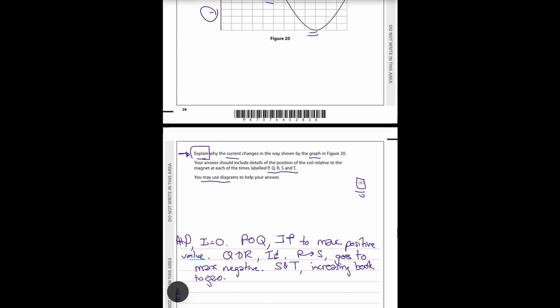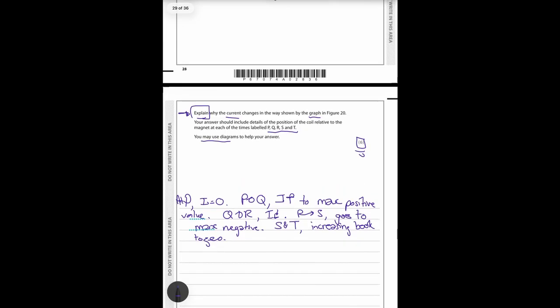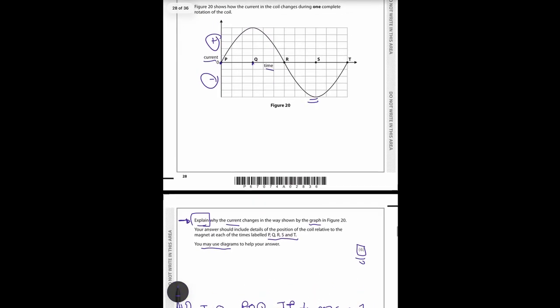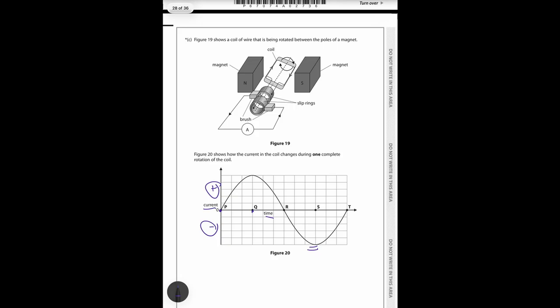Okay, so I've described this now and I've made sure I've talked about all of those different things. Now, what haven't I done? I haven't explained it yet. So I've got to say, why is the current going to be zero at P? Why is it going to be maximum at Q? And so on. So what's the topic of the question and what's the information I can see here? Well, I can see that it's to do with rotating a coil through a magnetic field.